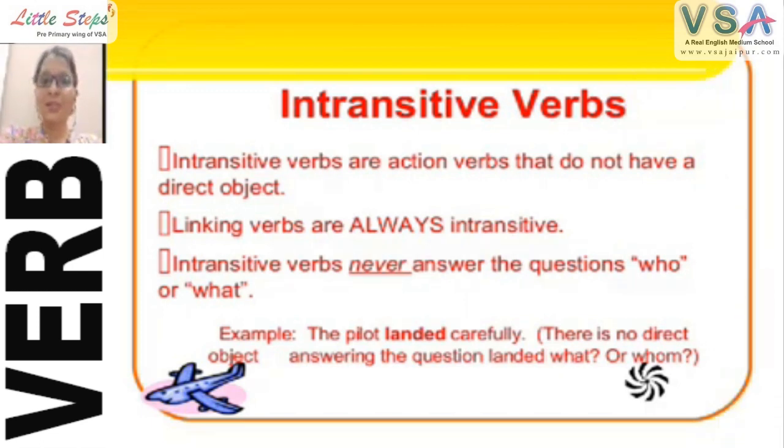Now the next is intransitive verbs never answer the question who or what. जो intransitive verbs होते हैं वो कभी भी who और what का आंसर नहीं देते और who और what का आंसर नहीं देने वाले verbs जो होते हैं वो ही intransitive verbs होते हैं. Examples: the pilot landed carefully. Now here in the sentence we think that there is no need to answer any question and there no question framed by using the words who and what. Who और what को use करके कोई question बन ही नहीं रहा है. That's why the verb landed is intransitive here. There is no direct object answering the question landed, what or whom.